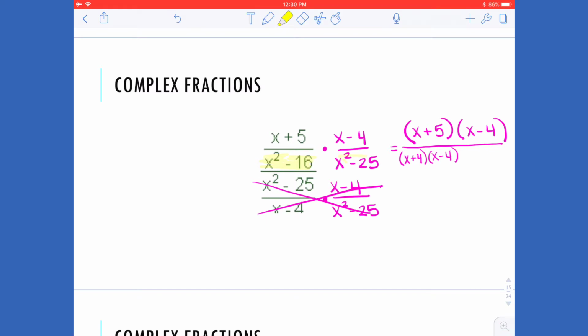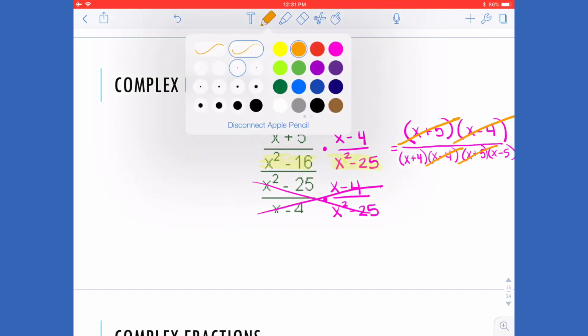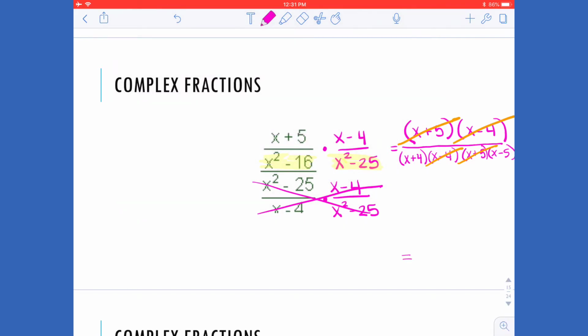And then I notice I have another difference of squares, x squared minus 25. So I'm going to write their factors, which is x plus 5 and x minus 5. And you'll note that the reason why I did that is because I noticed that I have x plus 5 on top and on bottom, which goes away. And I have x minus 4 on top and bottom, which goes away. So my fully simplified response is everything went away on top, so that's 1 over x plus 4 times x minus 5. And again, you're welcome to multiply those together, but you are not required.